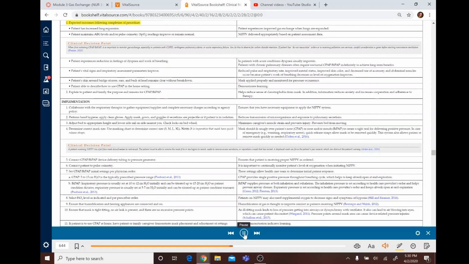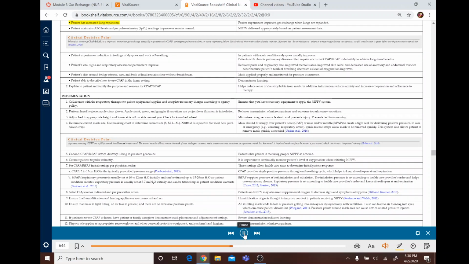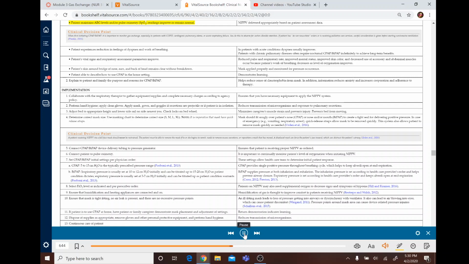Planning. 1. Expected outcomes following completion of procedure. Patient has increased lung expansion. Patient experiences improved gas exchange when lungs are expanded. Patient maintains ABG levels and/or pulse oximetry (SpO2) readings improve or remain normal. NIP delivered appropriately based on patient assessment data.